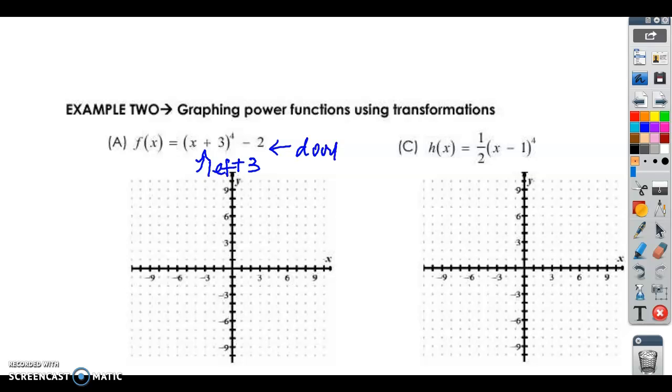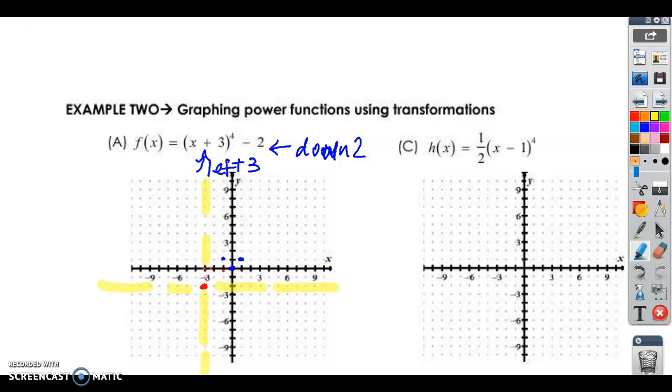Down 2. So we're going to take those 3 points, 0, 0, 1, 1, and negative 1, 1, from the original parent function, and we are just going to shift them. So in a different color, I'm going to go left 3, 1, 2, 3, and down 2. So there we go. So there's my new 0, 0.